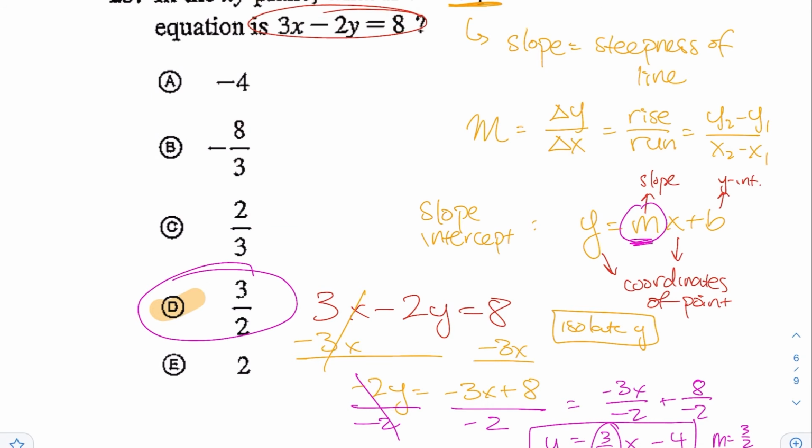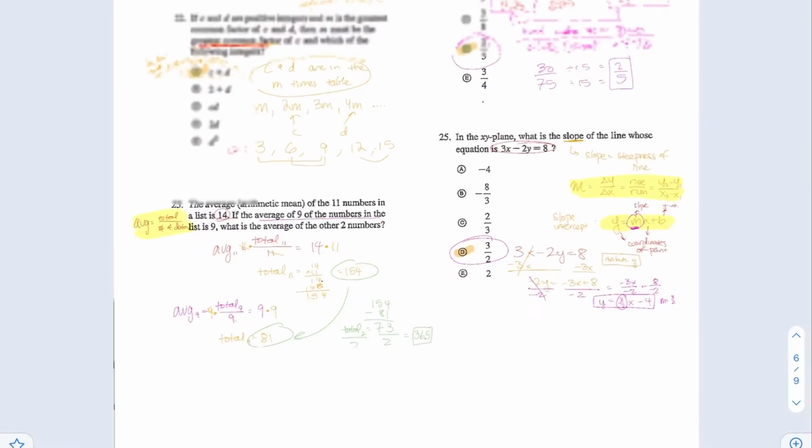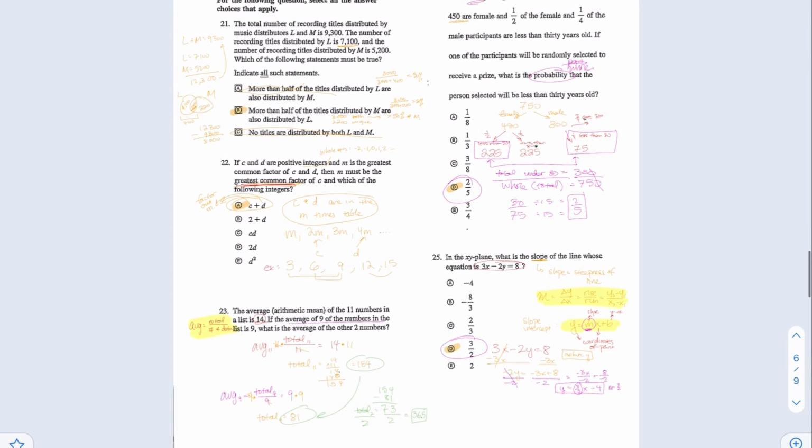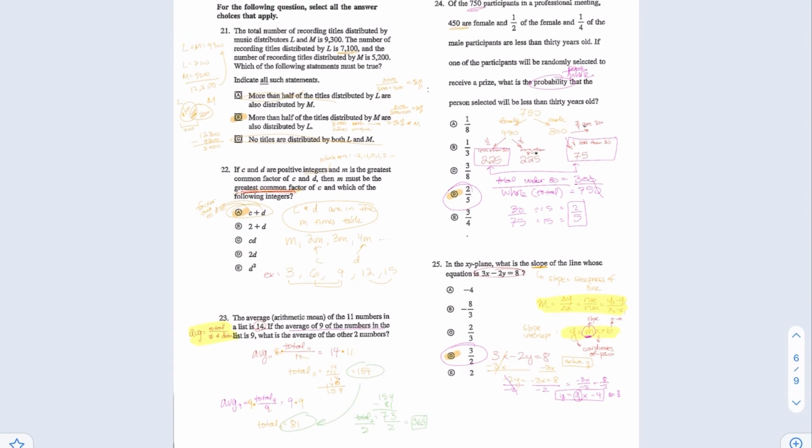So for this question, you have to remember the formula for slope and the slope-intercept form, y equals mx plus b. And here is the summary for this page.